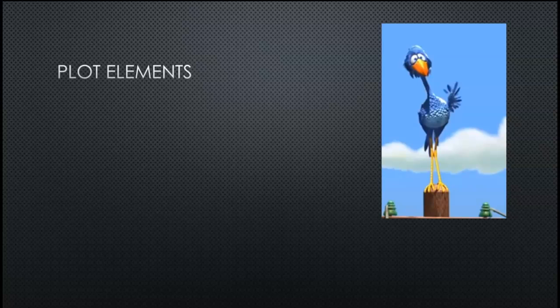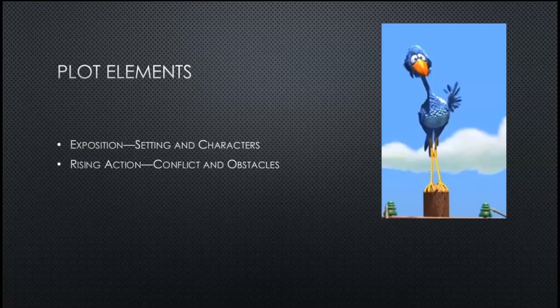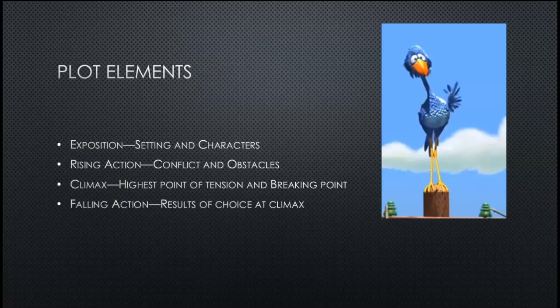Let's just review what those elements are. They are the exposition, which is setting and characters, the rising action, which is conflict and obstacles, the climax of the story, the highest point of tension, and the breaking point, the falling action, the results of the choice that the protagonist makes at the climax, the breaking point, and then we get to denouement, the end of the story, where we get a resolution for the conflicts and we get a sense of the theme.